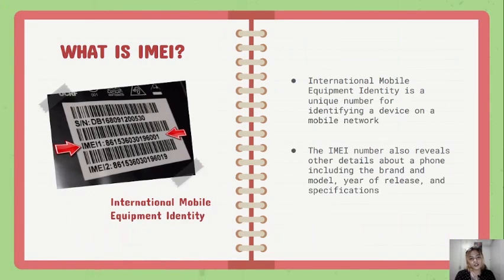IMEI stands for International Mobile Equipment Identity, which is a unique number for identifying a device on a mobile network. It is also a number that reveals other details about the phone, including the brand and model, year of release, and specifications. You can think of it as your phone's social security number, and it comes in handy, especially when you're buying a used phone, since you can check whether the phone you're interested in has been reported lost, is blacklisted, or was subject to an insurance claim, and many more.